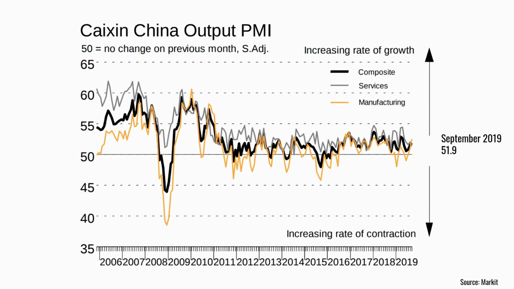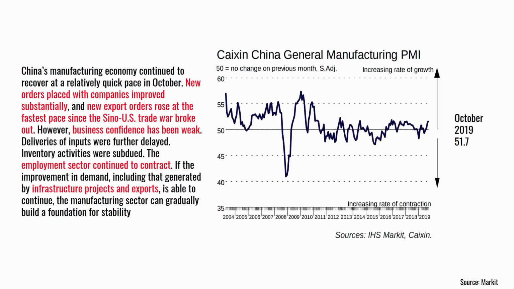A perpetual worry for investors is that China's going to slow down. But the Chinese PMI is actually okay. It's 51.9 as of September 2019, and the manufacturing PMI increased to 51.7 in October 2019. What's positive about that is that the orders placed with companies improved substantially in October, and that's despite the Sino-US trade war. But it's not all a rosy picture because business confidence has been weak.